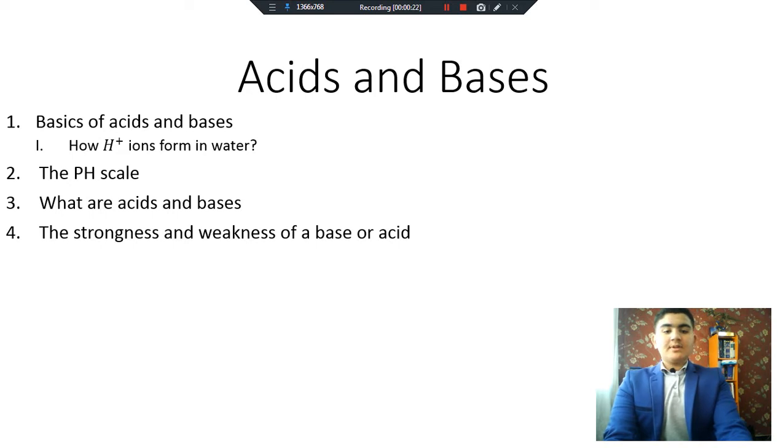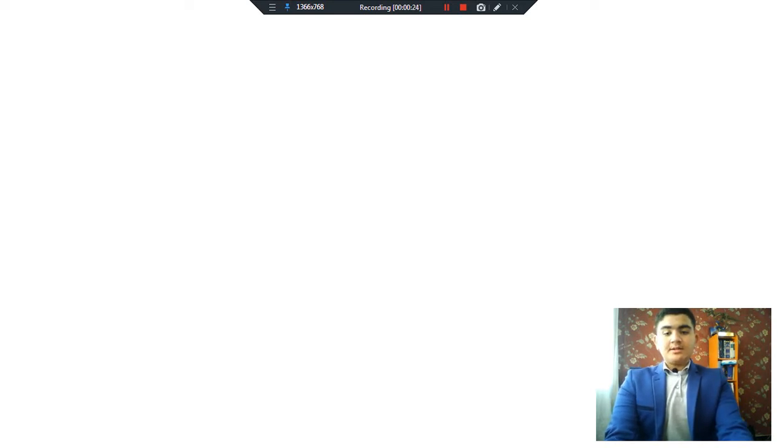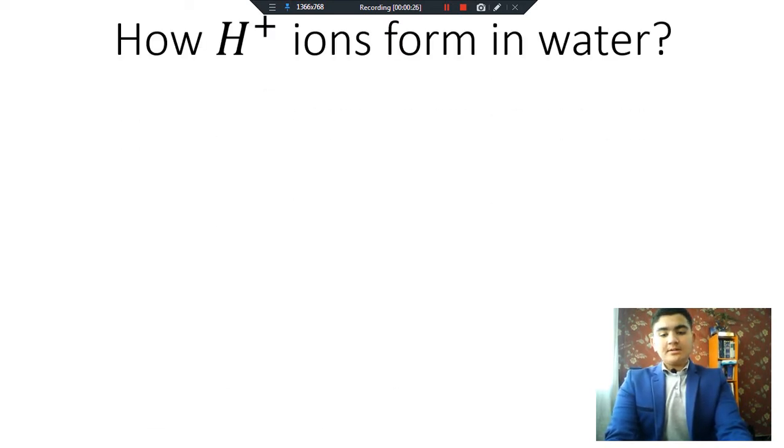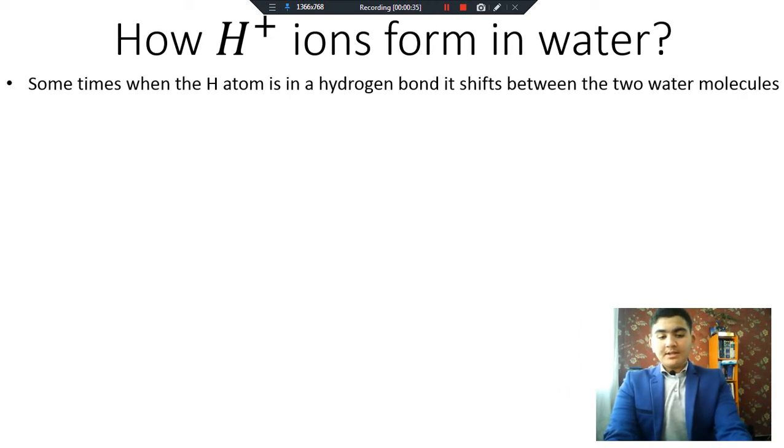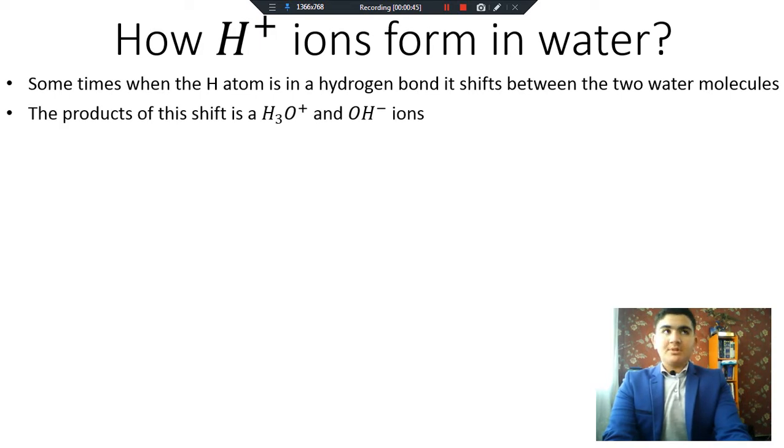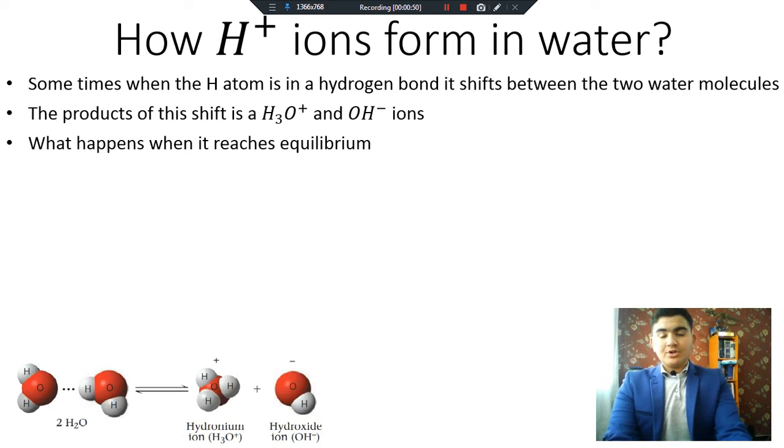So let's start with the basics. Occasionally a hydrogen atom participates in a hydrogen bond between two water molecules, and it shifts from one molecule to another. When this happens, the hydrogen atom leaves its one electron and becomes an H plus ion, as shown in this picture.